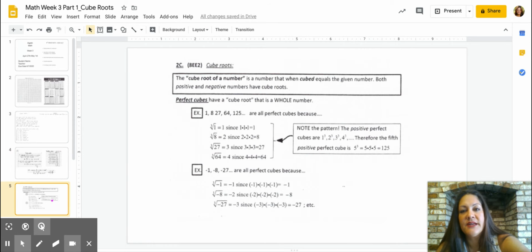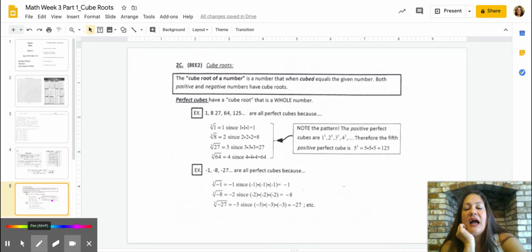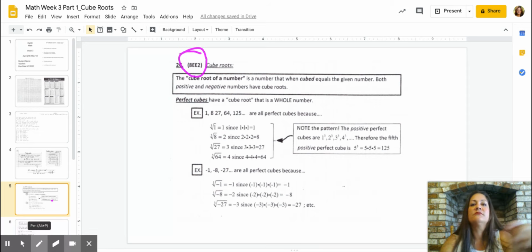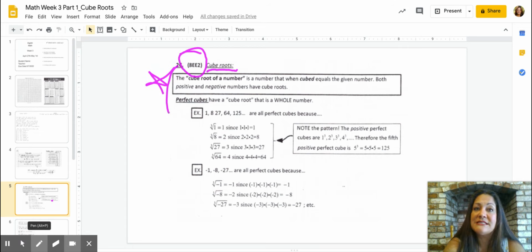Okay, so here is our red resource folder, our curriculum guide. 2C, here is our standard, cube roots. The cube root of a number is a number that when cubed equals the given number. Both positive and negative numbers have cube roots. Perfect cubes have a cube root that is a whole number, so it's not a fraction, it's not a decimal.